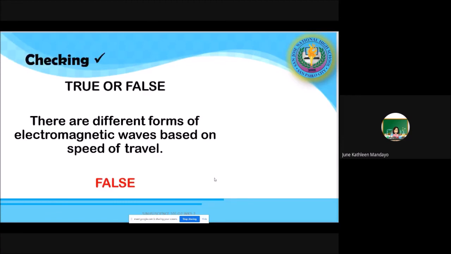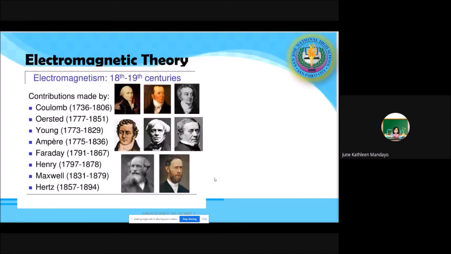Lastly, for the last minute, let me give you your activity for the week. We'll have here the electromagnetic wave theory. There are different scientists who were responsible for the development of the idea of the electromagnetic wave. We have here Coulomb, Oersted, Young, Ampere, Faraday, Henry, Maxwell, and Hertz. These are the scientists who contributed to the idea of the electromagnetic wave theory.